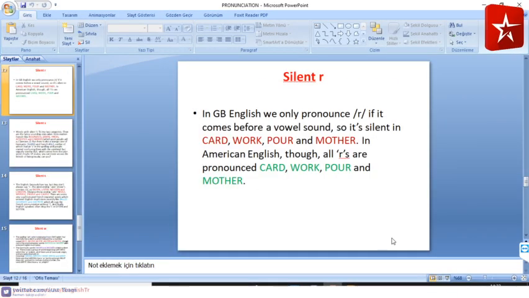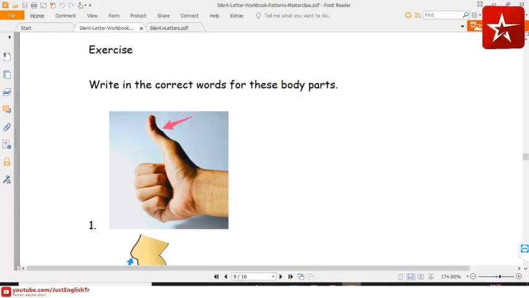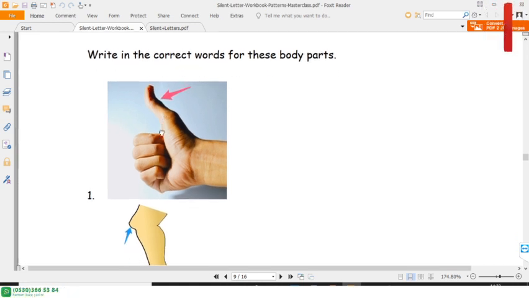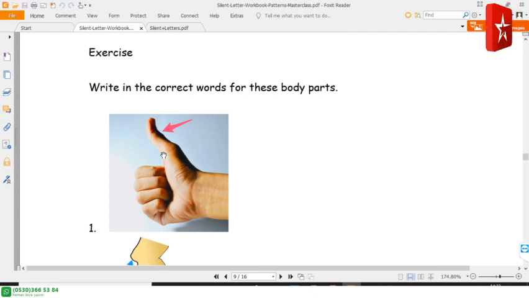I'm gonna do some exercise together here. How can we pronounce it? Can you write in the correct words for these body parts? For number one, what can we write? Can you tell me? Just write the name of the word, how we can pronounce it, and I will do that. I'm waiting for your comments.